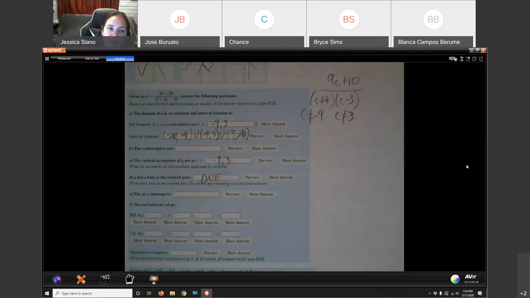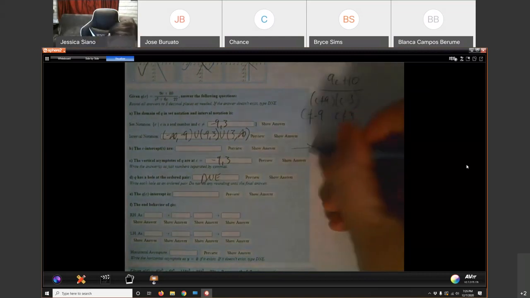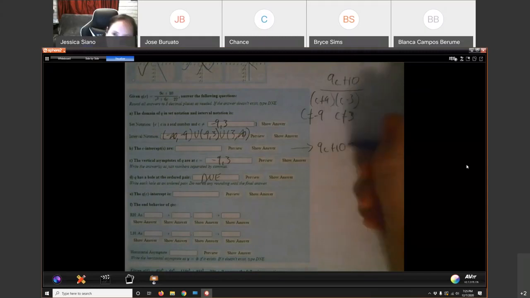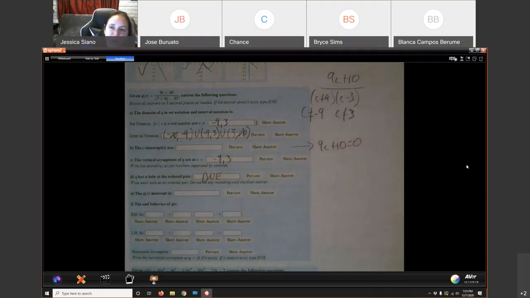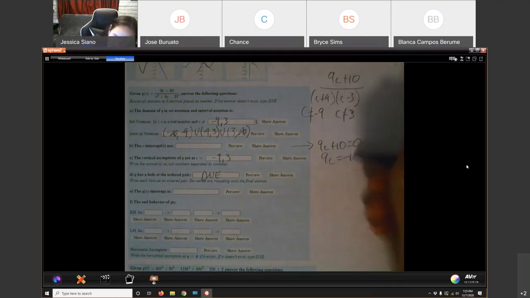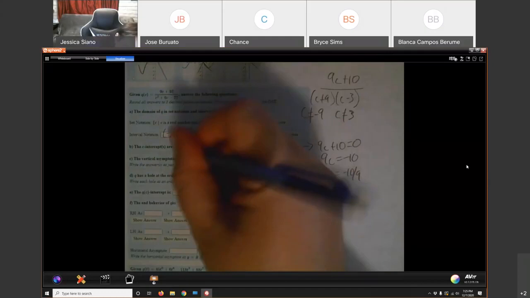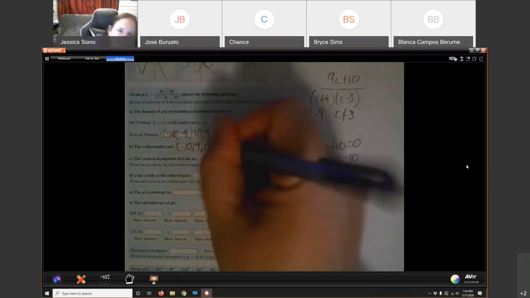And so the c-intercepts would be the places where the numerator equals 0. So to find the c-intercepts, we would say 9c plus 10 equals 0. Because if a fraction has 0 in the numerator, then the whole thing is 0. So the c-intercepts would be at negative 10/9, 0.